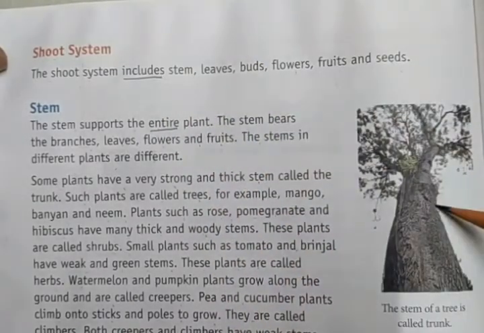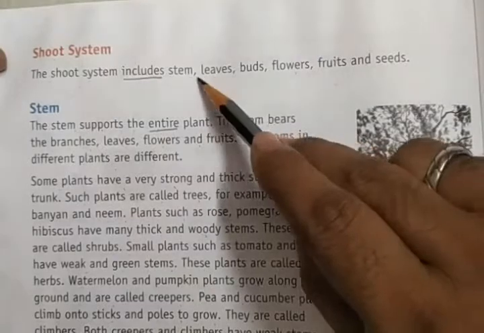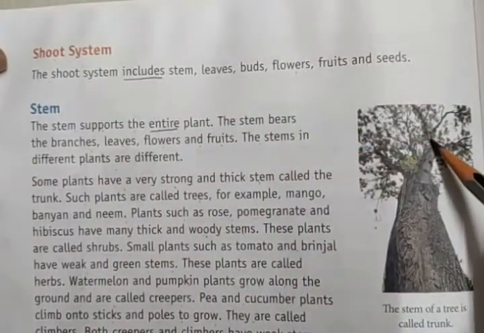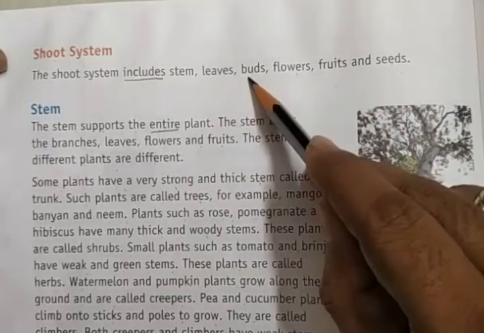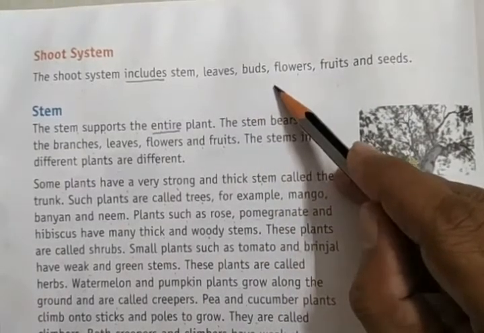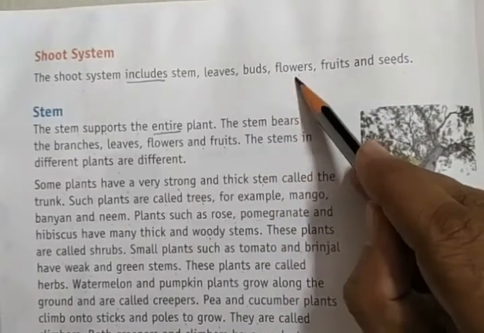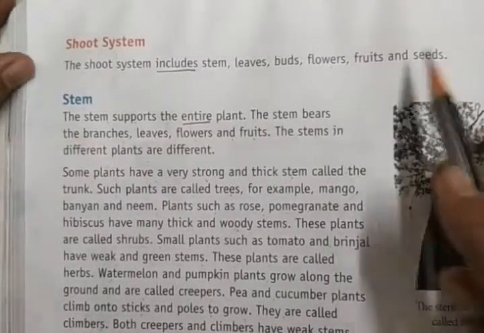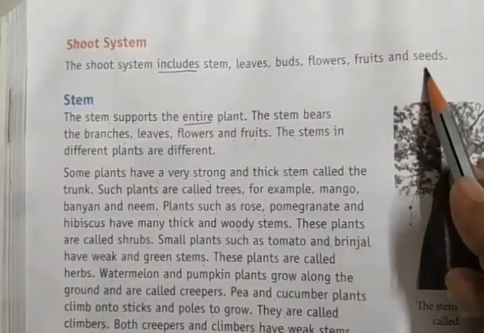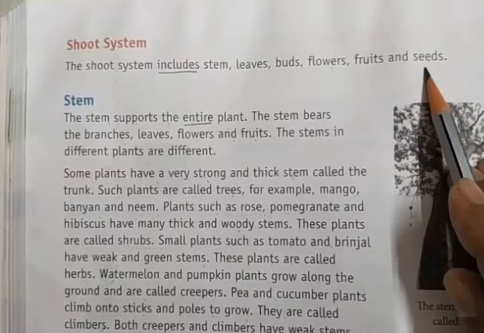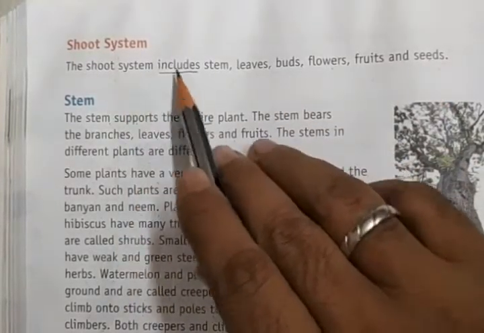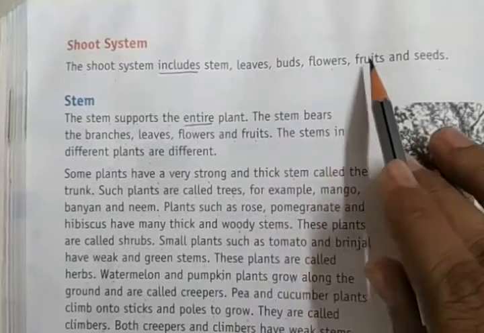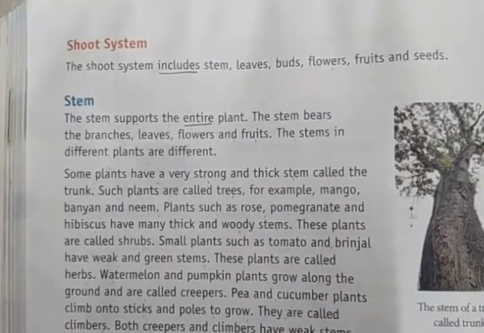This is called stem. Okay, leaves, buds, flowers. Fruit, under the fruit you are going to get seeds. The shoot system includes stem, leaf, buds, flowers, fruits and seeds. Okay, let us discuss one by one.